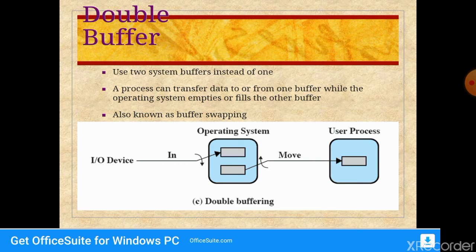In this case, the operating system provides two buffers for the process. One buffer is used by the process to swap in and out the block or the stream of data from the secondary storage, and the other buffer is used by the operating system to move the blocks or the streams into certain frames of the user process.